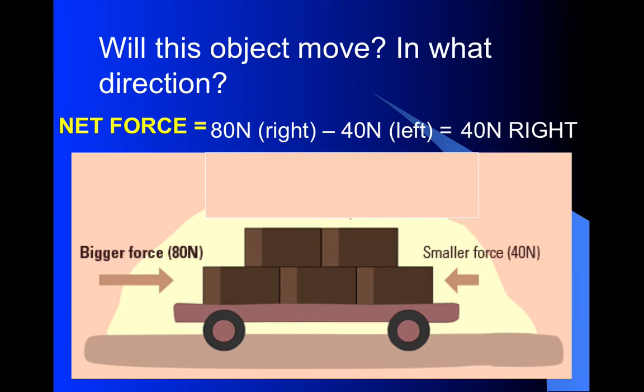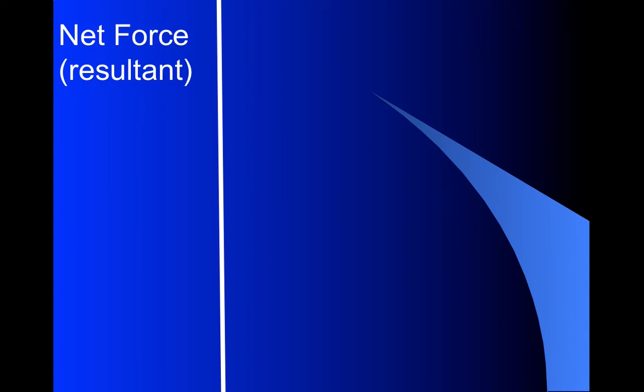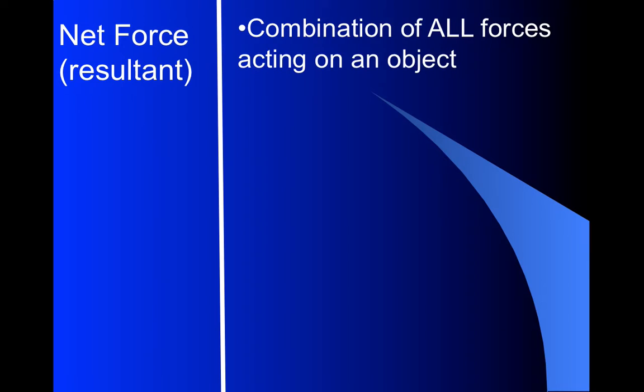And what direction is it going to be moving? It should be moving to the right because the 80 newtons is greater. So the push to the right will make this wagon move to the right. Pretty easy, huh? So now that we know what net force is, let's just go ahead and write it in your T-notes. So net force is also known as a resultant. It's the combination of all the forces that are acting on an object.